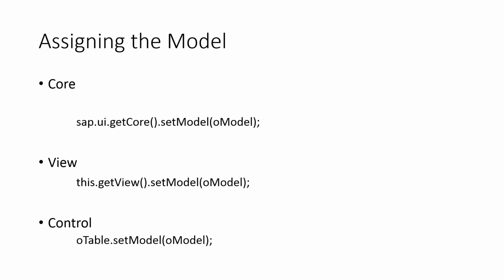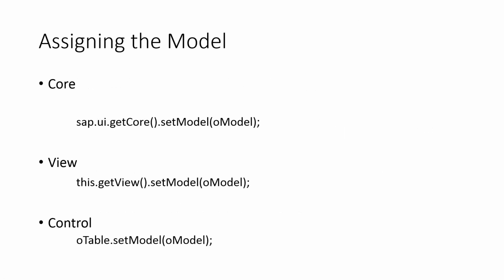The one model that we are setting is going to be the default model to the core, which means all the views and controls available in that application under the core get access to the attribute. Likewise, if I construct my model in the controller file and want this model to be accessed in the view file, I can get the reference of the view through the getView method and set the model to the view, so that the controls inside the view will be able to get the data.